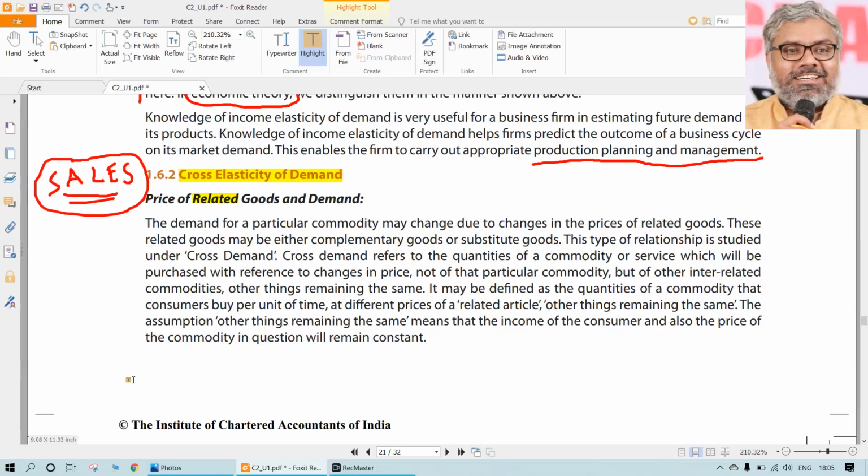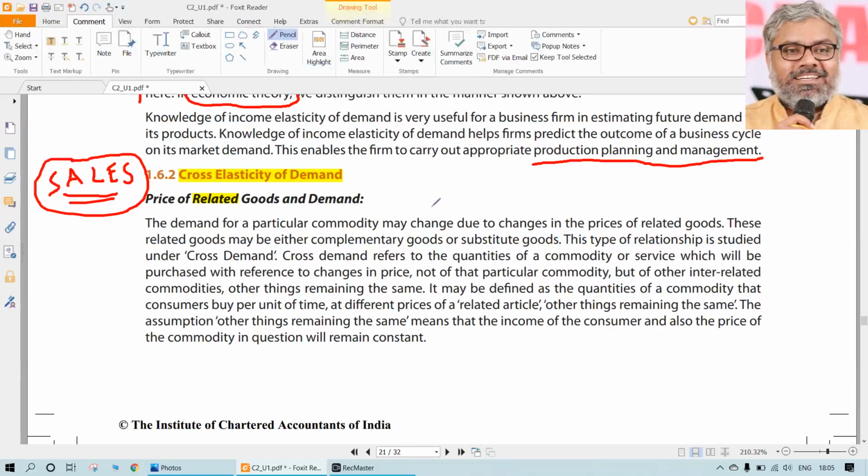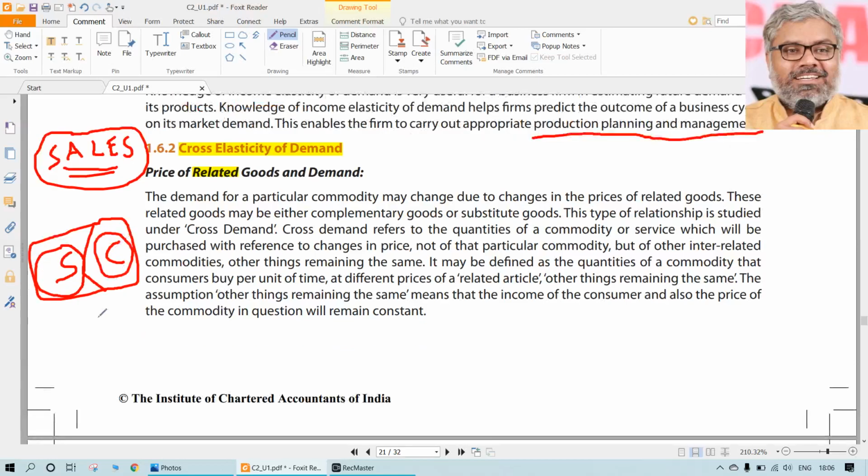And we know this very clearly. What are the related goods? Related goods are generally two types. One is substitutes, the other one is complementary commodities. So these two types of commodities are called related goods. So when we have related goods, some goods are substitutes and some goods are complementary commodities. The point is, if the price of one commodity is increasing, how will the demand for the substitute change, or the demand for the complementary commodity change? That's what is cross demand.